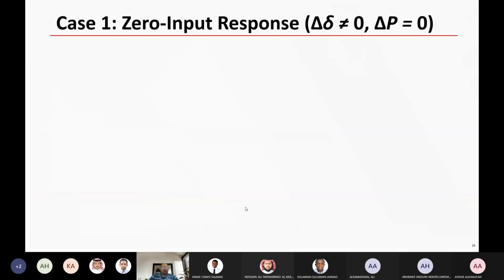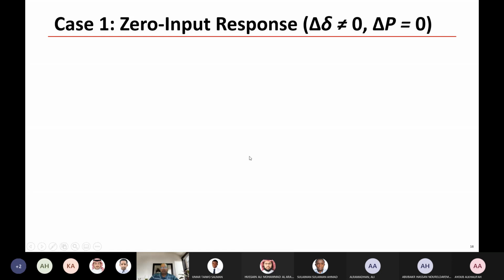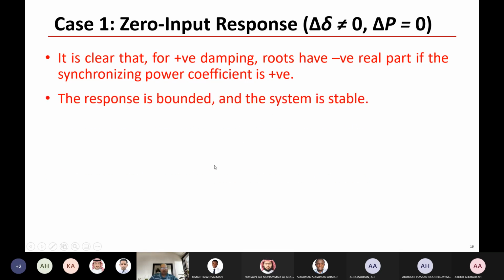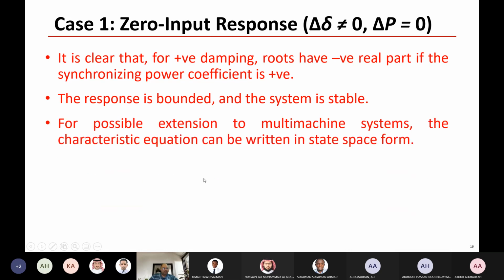Okay, I hope you know these things are easy to understand. It's clear that for positive damping, roots have negative real parts, and if the synchronizing torque coefficient is positive, yes, the response is bounded, and the system is stable, as we see in the time response, if we have the poles or the roots on the left-hand side.